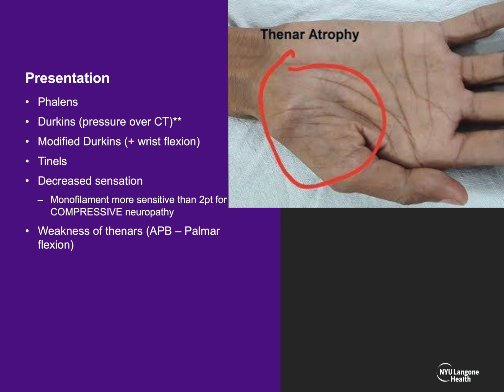Weakness of the thenars and atrophy is a late finding. That's more severe. And what you test there is the APB, abductor pollicis brevis, with palmar abduction of the thumb. The thumb can abduct in two planes. It can abduct radially, like in a thumbs up, or it can palmarly abduct. If your hand is flat on a table and your thumb points up to the ceiling, that's the APB, palmar abduction, not flexion. Disregard my earlier mistake.